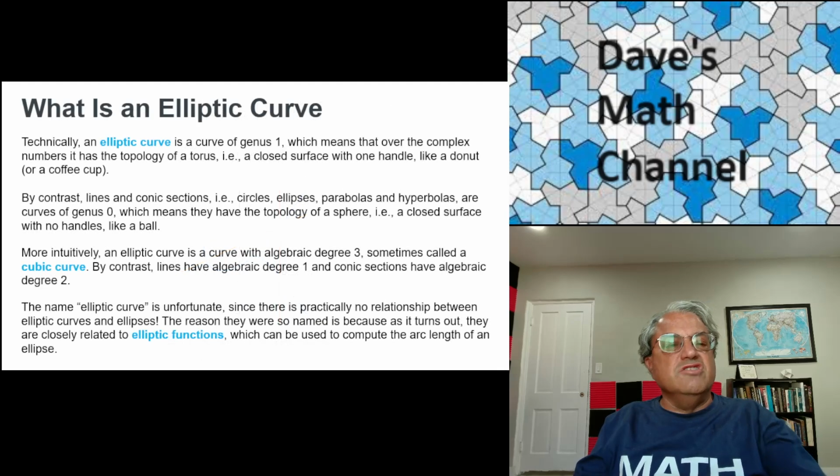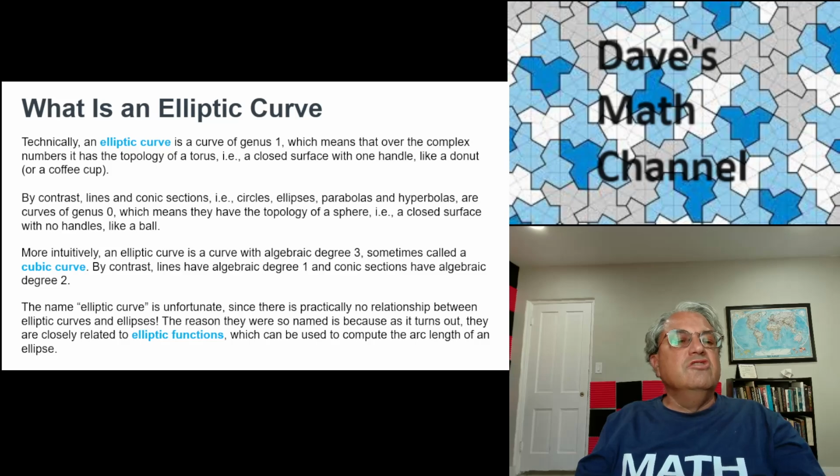So, what is an elliptic curve? Well, the technical definition is pretty complicated. An elliptic curve is technically a curve of genus 1. And that's kind of a strange definition. Maybe just to give you some idea what that means, what's a curve of genus 0? Those are the simplest curves. Those are just lines and conic sections. And we know pretty much everything about those curves.